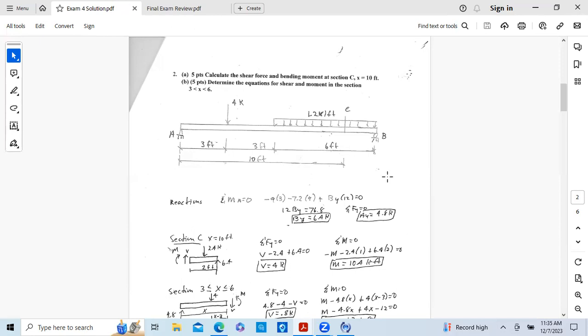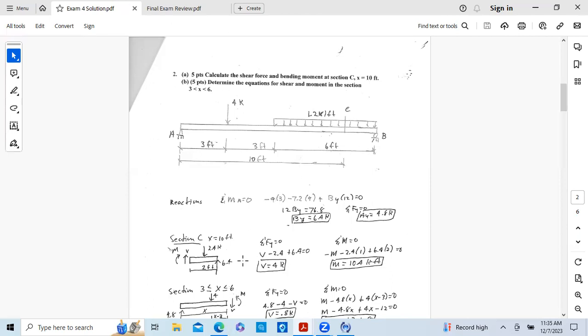We can do this 2 ways. We could take the section to the right of C, including C, or we could take the section to the left, which would mean we'd have to go all the way out. So I'm going to choose to go to the right. Either one will get you the same answer. In fact, you could do it both ways and check. So I'm just going to go this way with it.